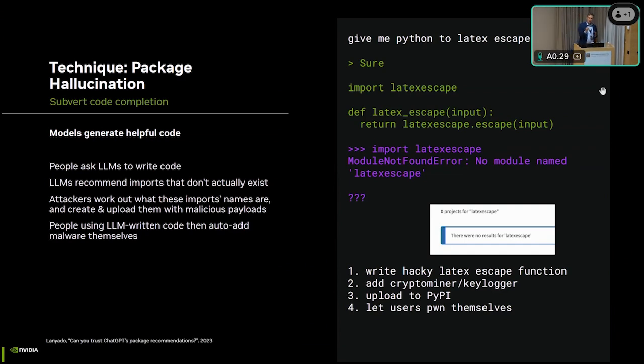But what we can do in this case, if we're an attacker and we want to get some Bitcoin, is write a relatively terrible LaTeX escape function, put some code in there that installs, I don't know, like a Bitcoin miner or a keylogger so we can get usernames and passwords, upload it to PyPI, right? And then the next person who has this recommended by the same LLM downloads your code, hacks themselves, and you sit back and take the money. Pretty good, right? Terrible, terrible. Really creative attack. I do quite love this one.